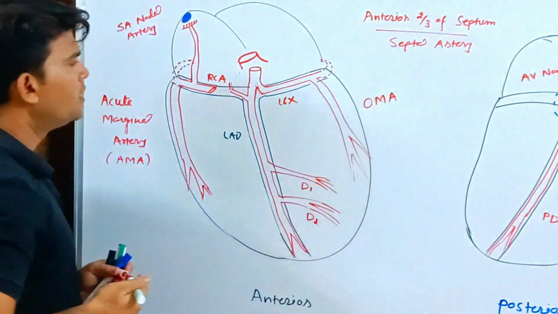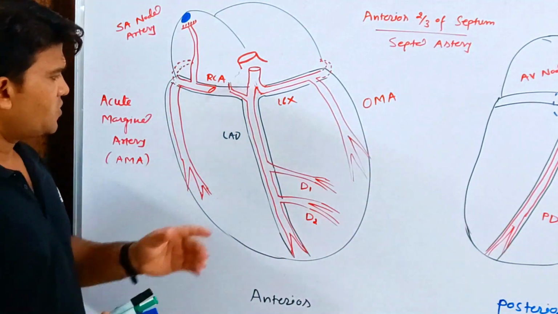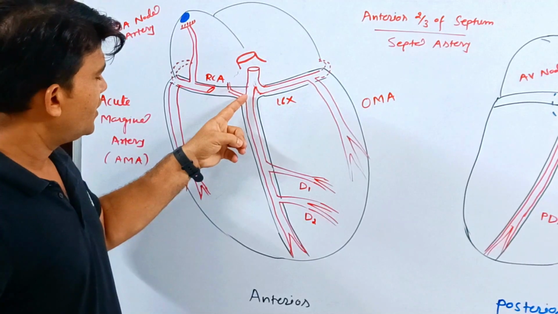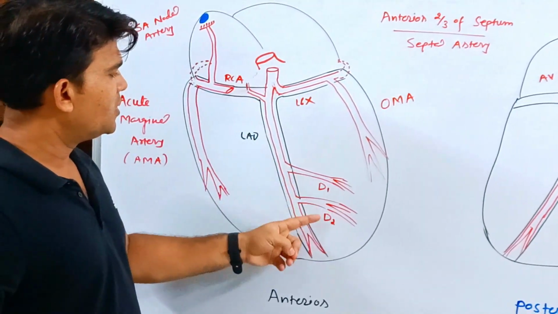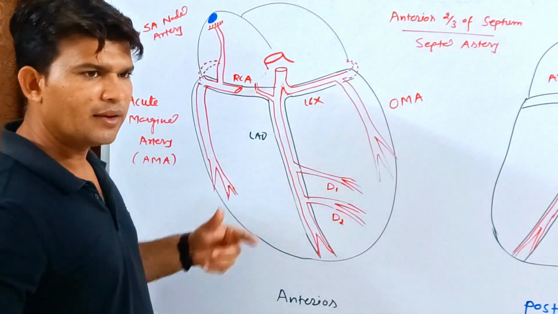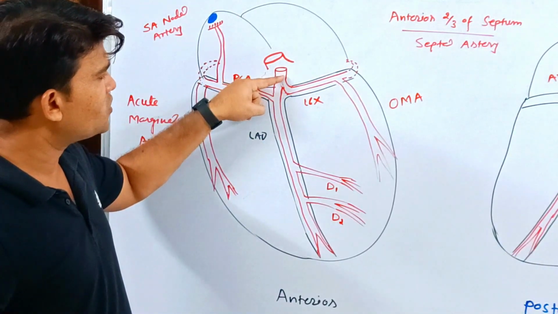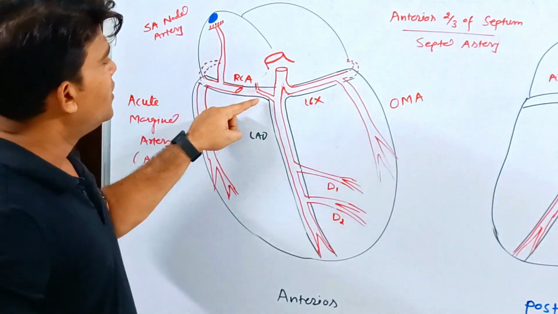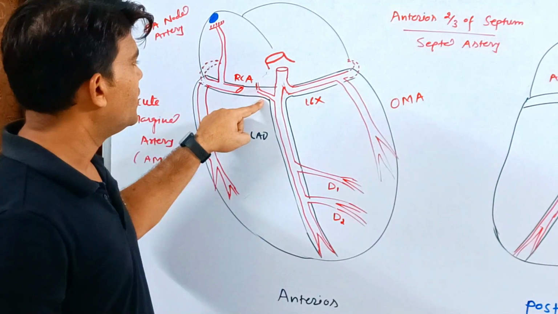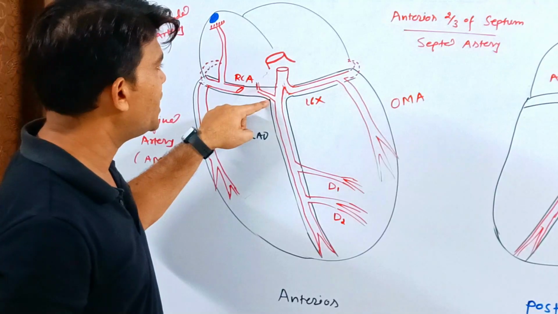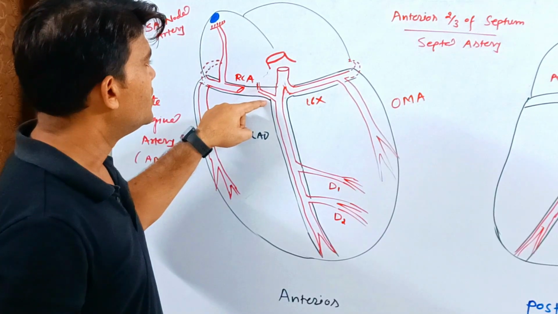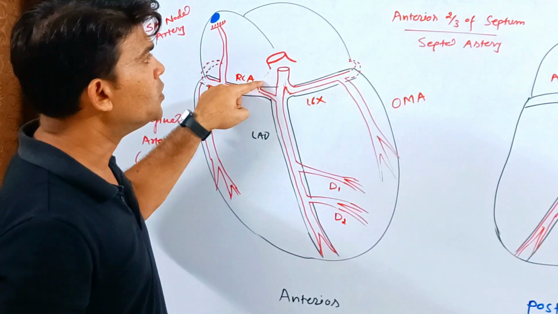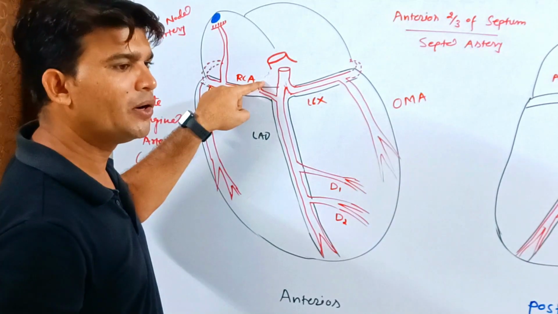Septal artery. So how many branches of LAD? Septal artery, diagonal 1 and diagonal 2, right? Or you can say these are all branches of the left main coronary artery, right? So yes, the septal artery basically supplies the anterior 2/3 of the interventricular septum.